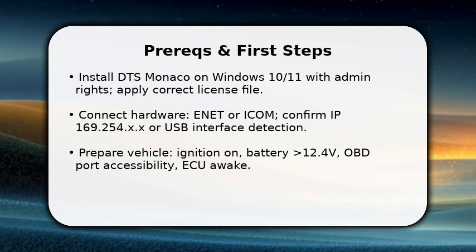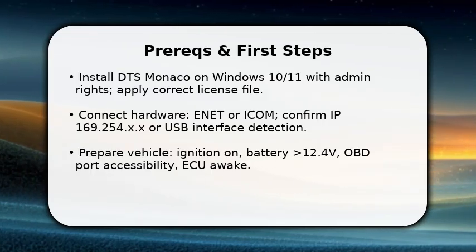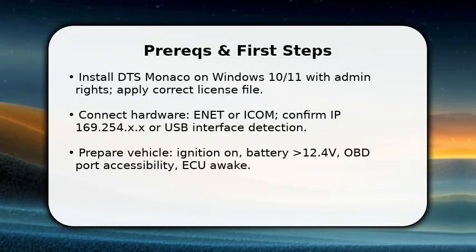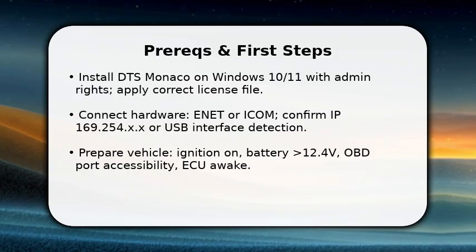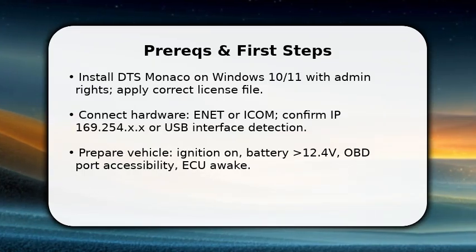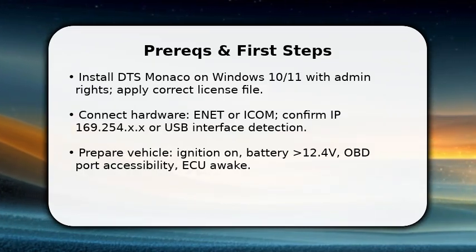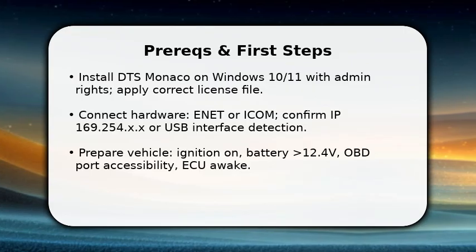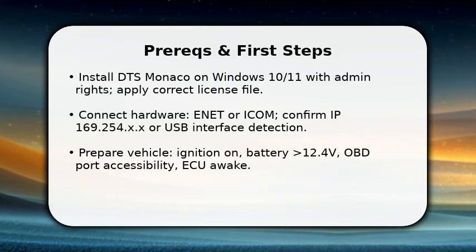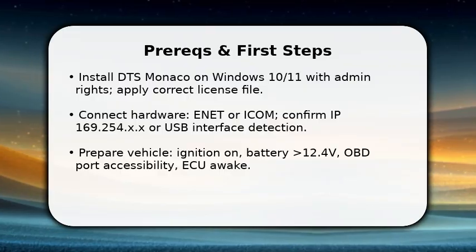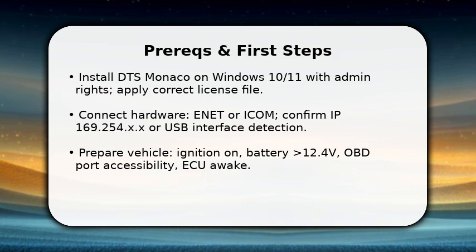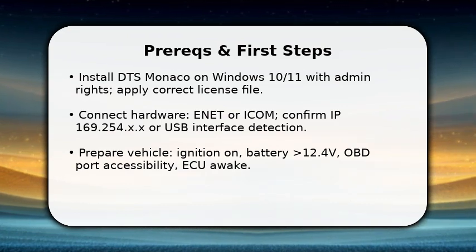Enjoy the video. You start by confirming prerequisites so you won't stall later. Install DTS Monaco as admin and load the license. This unlocks modules you need. Once done, plug in your ENET or ICOM interface and check that Windows reports the device. The software expects a 169.254.x.x or assigned USB route. Make sure the vehicle ignition is on and the battery is healthy so ECUs respond. These first actions remove common blockers and get you into the tool quickly.